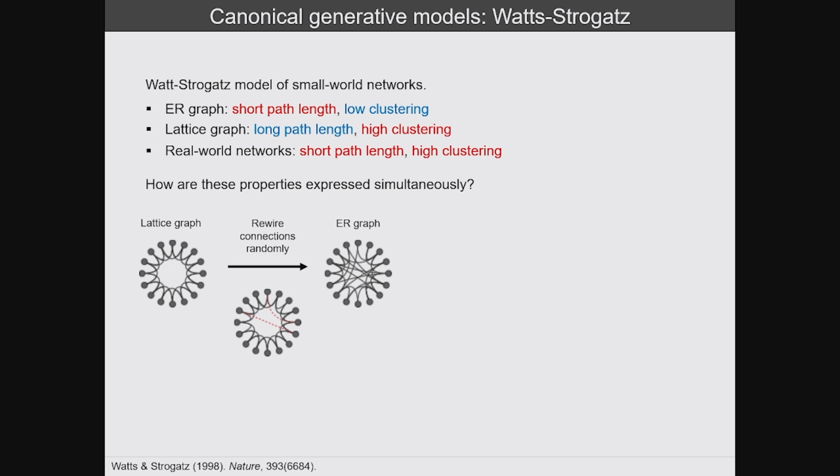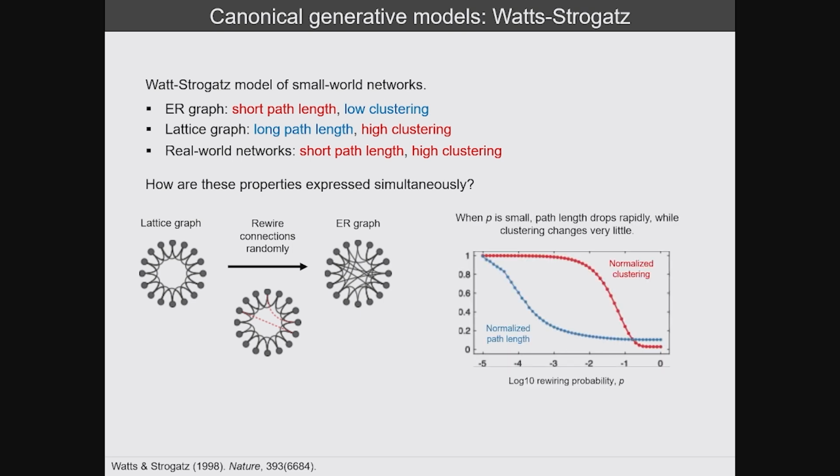wherein, starting with a lattice graph, a little bit of rewiring is added. Grab a couple connections, swap them at random. Just add a couple random connections. And it turns out when p is small, when the probability of rewiring is small, you don't destroy that clustering at all. It's largely preserved. But path length drops precipitously, and it gives rise to the so-called small world regime, the set of parameters in which we get networks that have these properties in common with real-world networks, namely short path length and high clustering.